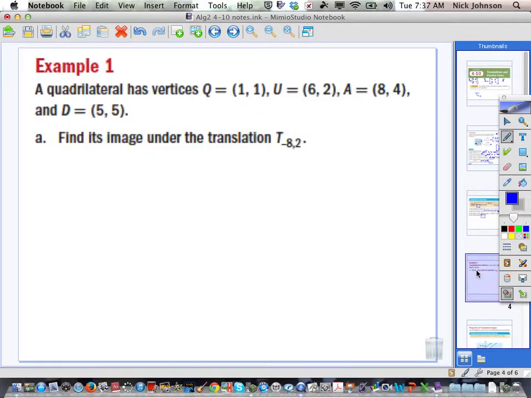Example 1 says a quadrilateral has vertices Q, U, A, and D. Find its image under translation -8, 2. So what this means is, since we are adding two things together, I'm going to make my coordinate matrix 1, 1, 6, 2, 8, 4, and 5, 5.